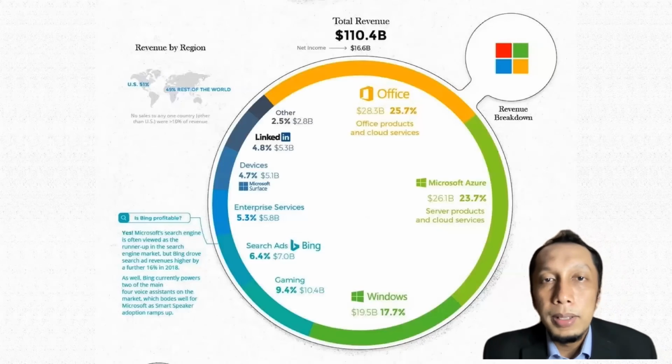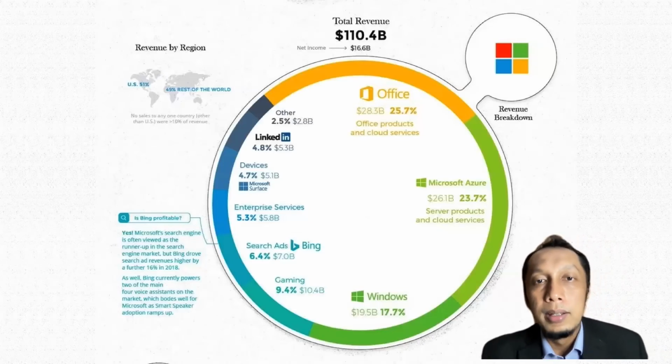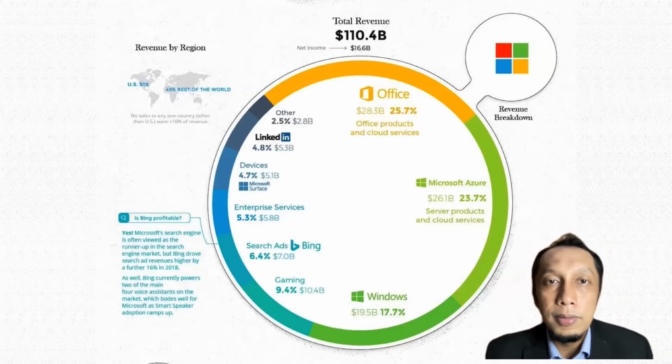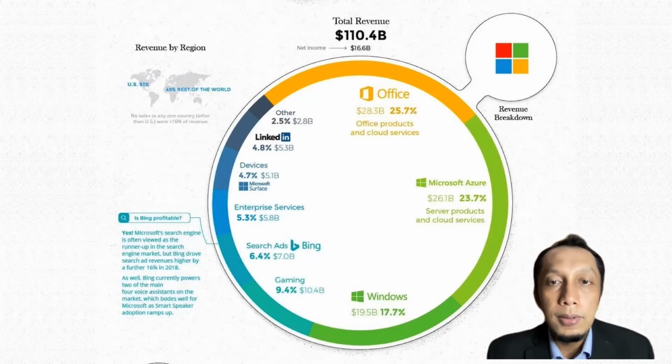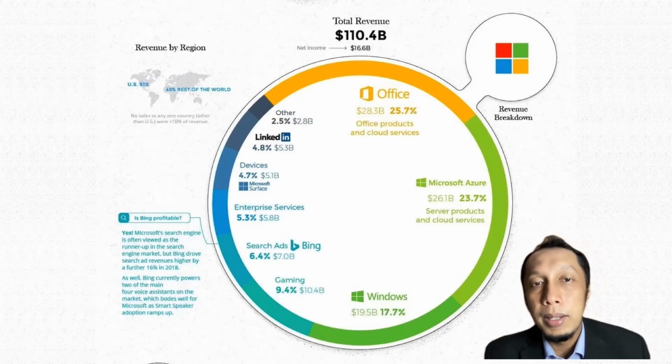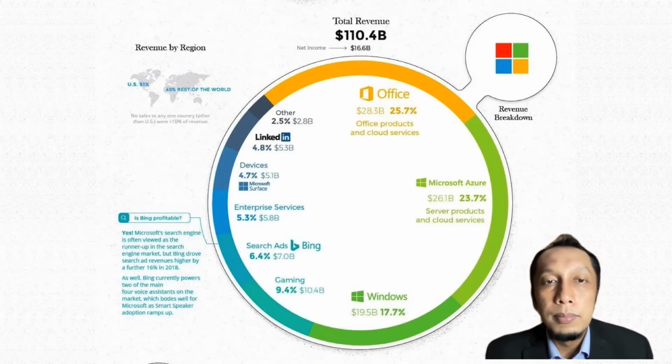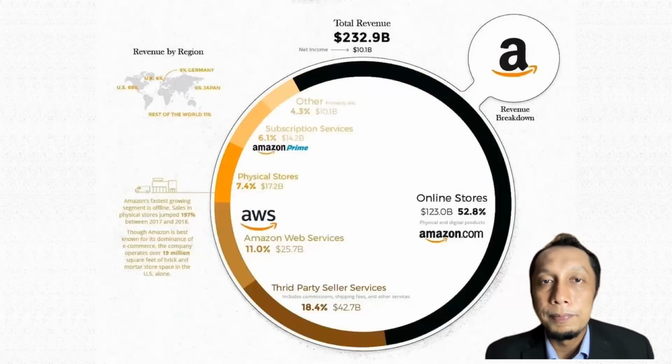Now let's take a look at Microsoft. Microsoft is relatively very well diversified because about 25% of their income is coming from Microsoft Office, about 70% coming from Microsoft Windows, about 23% was coming from Microsoft Azure, and the remaining incomes came from LinkedIn, enterprise services, Bing, Xbox, and so on and so forth. So Microsoft is relatively well diversified compared to other technology companies.